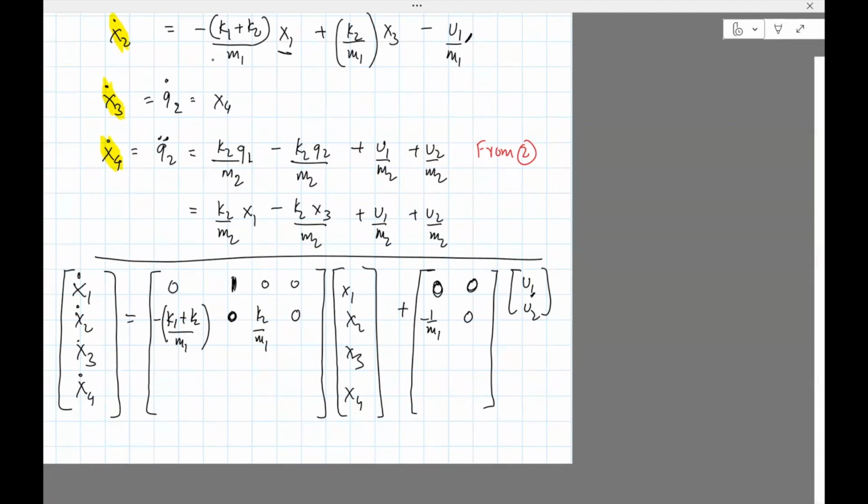Okay, the third equation is x3 dot is x4. So 0, 0, 0, 1. And then for x4 dot, which is this equation, we have k2 divided by m2. There's no term in x2, so 0, minus k2 divided by m2. And then 0 for x4. And then I forgot to put zeros here. And then here we have 1 divided by m1, 1 divided by m2.